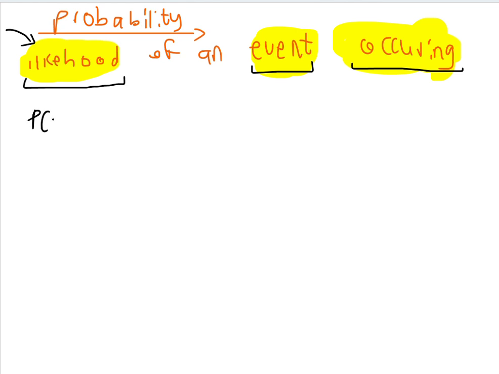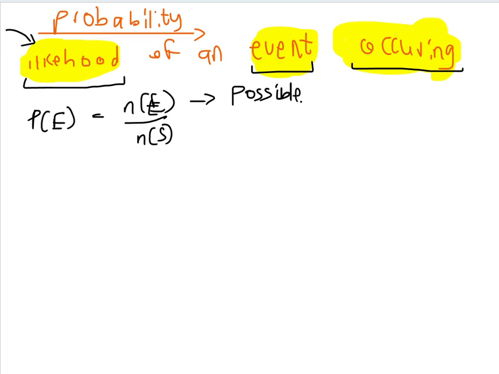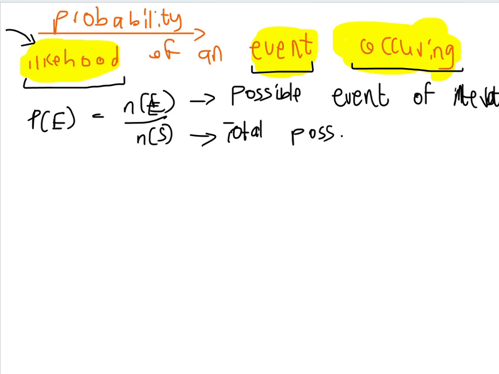The formula says that P(E), the probability of an event E occurring, is equal to N(E) divided by N(S). N(E) is the number of possible events of interest, meaning the event which we are looking for. And N(S) is the sample space, the total possibilities. How many possibilities are there?